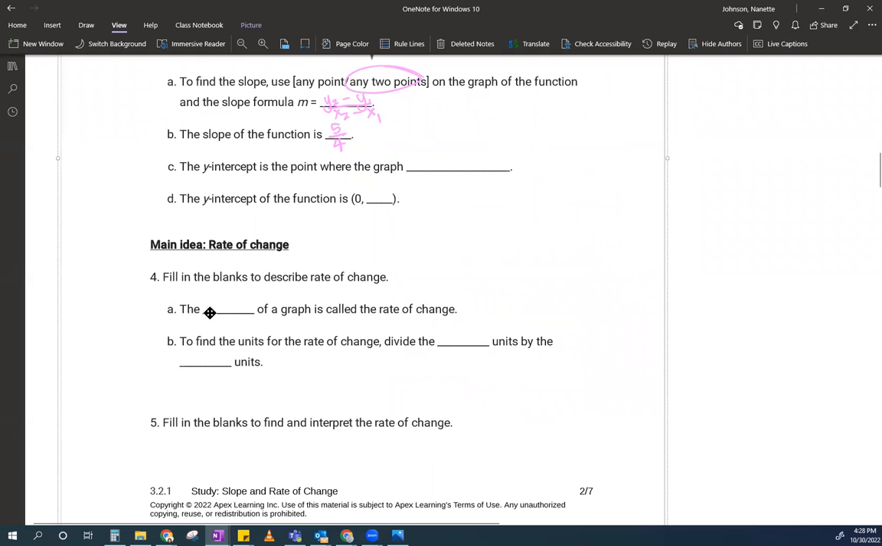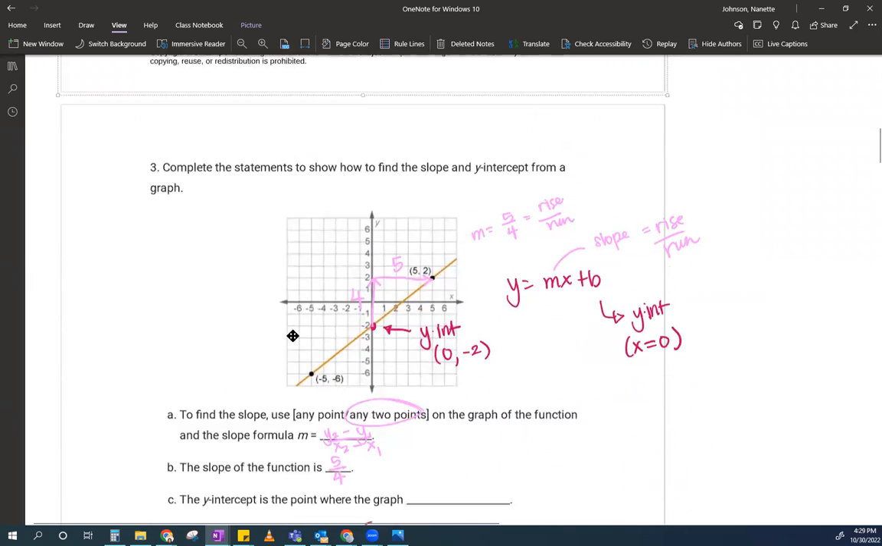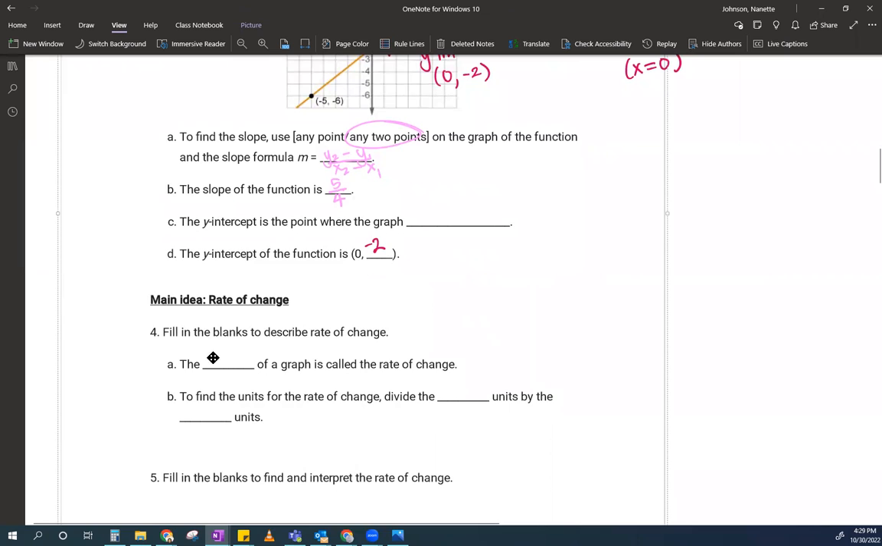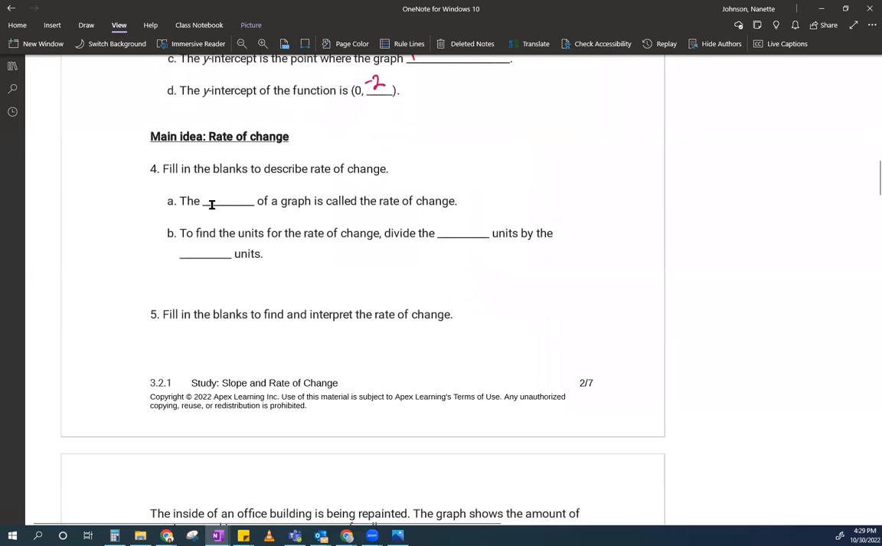Okay, so fill in the blanks. It says the blank of the graph is called the rate of change. And hopefully you're like, oh, I know what this is. This is slope. So here we're going to type the word slope.